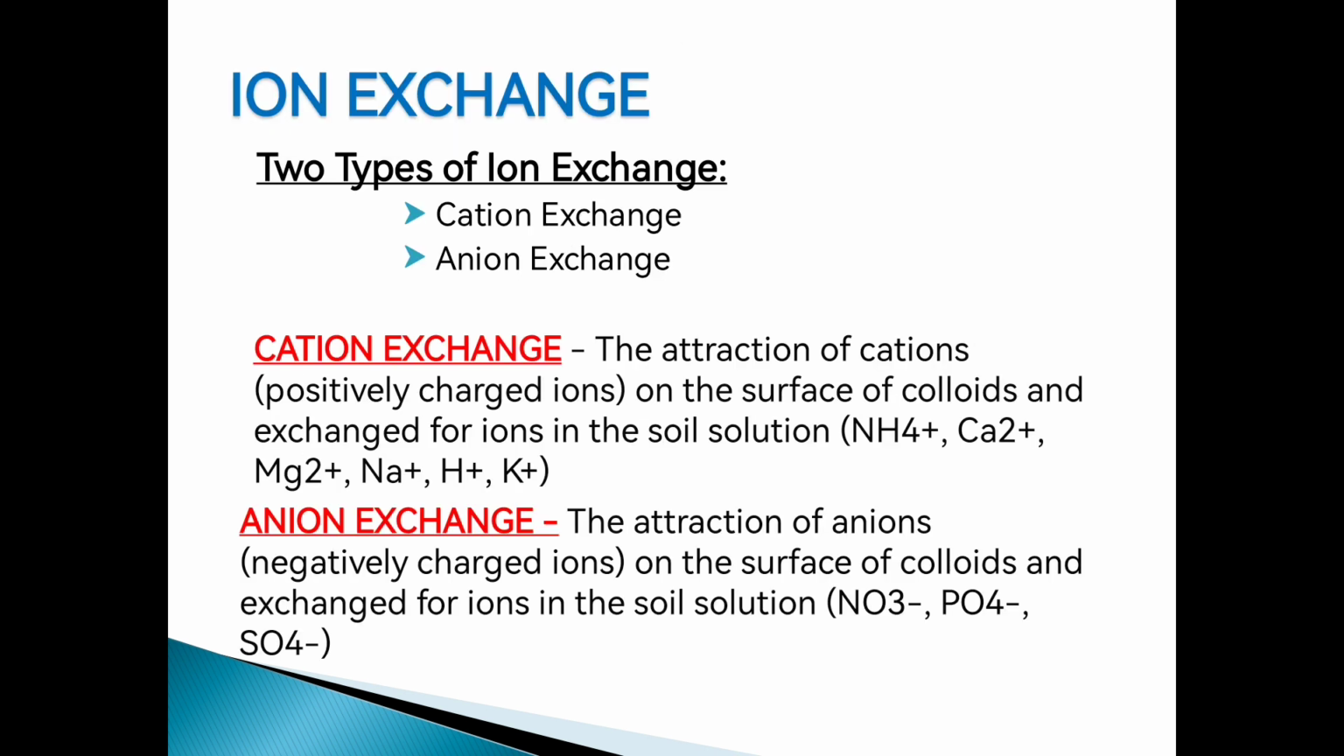Then we'll go now to the ion exchange. We have two types of ion exchange: cation exchange and anion exchange. Cation exchange is the attraction of cations, which are positively charged ions, on the surface of colloids and exchange for ions in the soil solution, like ammonium, calcium, magnesium, sodium, hydrogen, and potassium. Samantalang ang anion exchange, this is the attraction of anions, which are negatively charged ions, on the surface of colloids and exchange for ions in the soil solution like nitrate, phosphate, and sulfate.